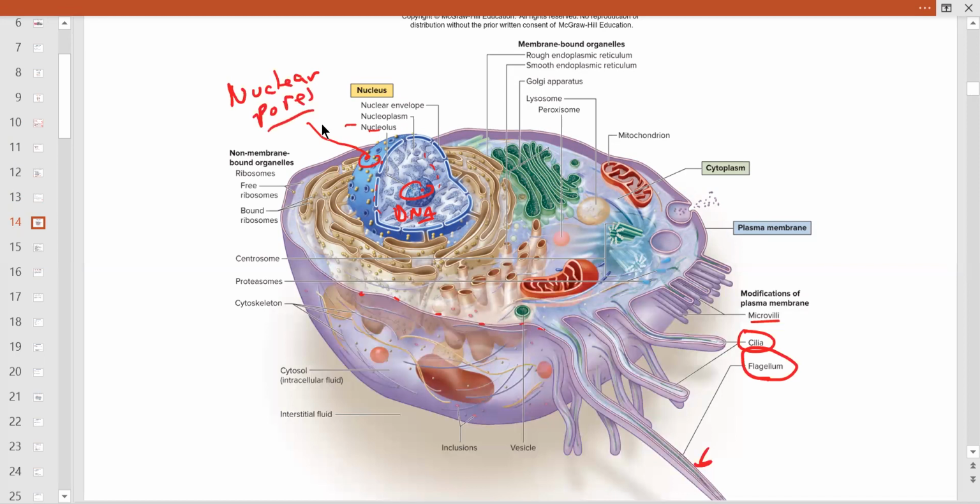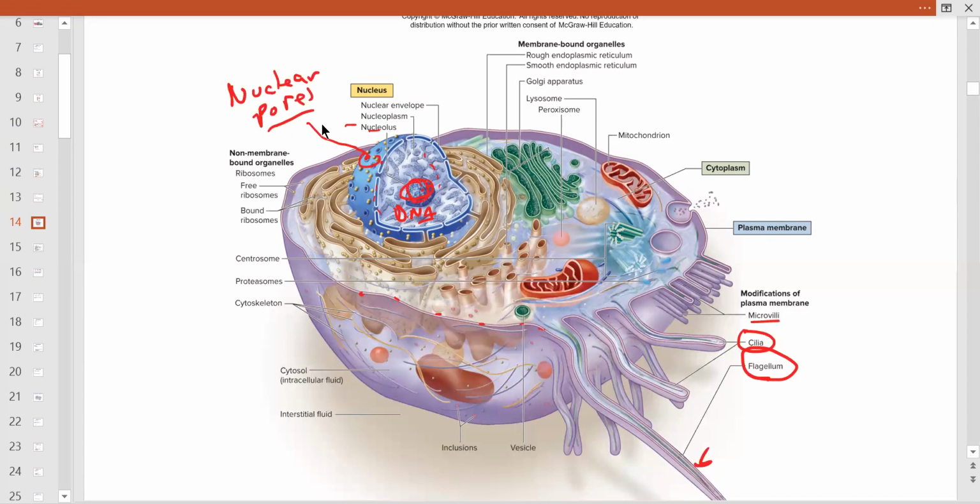So the ribosomes can go through there. The messenger RNA can go through there to go out of the nucleus to go to the ribosome. So the nucleus, again, that's the government. That's the control center. The nucleolus is the little ping pong ball inside that's making ribosomes.